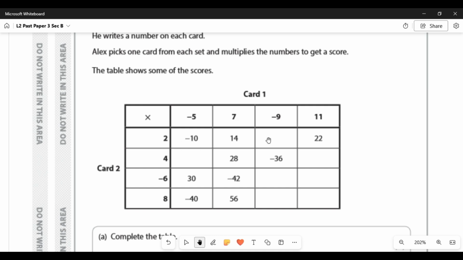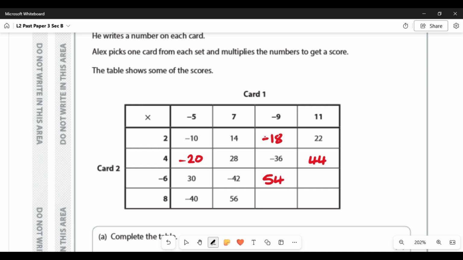So we have to fill in the blanks. So -9 times by 2, a negative times a positive gives me a negative, and 9 times 2 is 18. And you could use your calculator for this because this is on the calculator paper, but you can most likely do these in your head. It's only 2 marks, so definitely I would do this in my head. -5 times 4, that's going to give me -20. 11 times 4, that's 44.